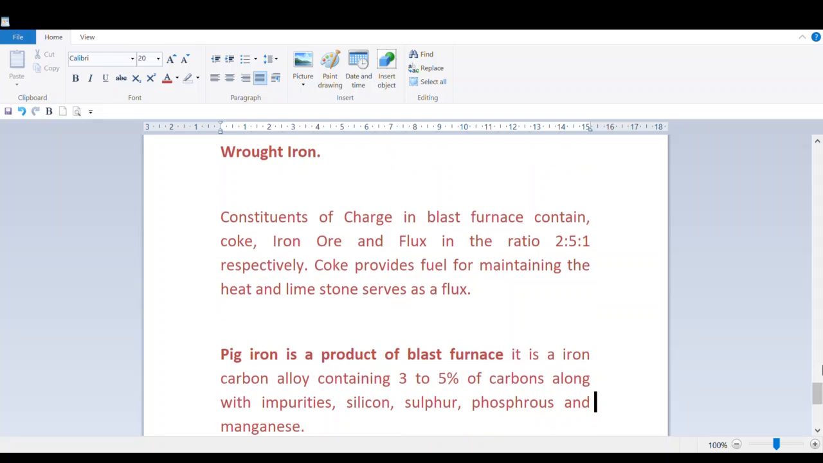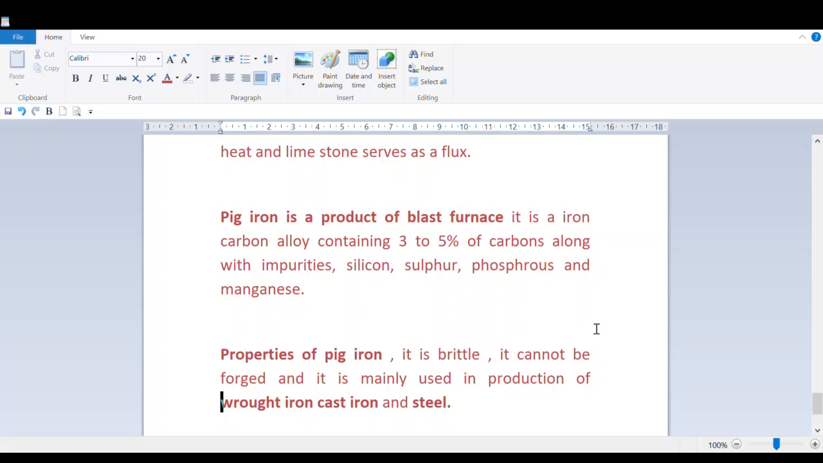What are the constituents of the charge in a blast furnace? What are the things you feed into a blast furnace? In a blast furnace you feed coke, iron ore and flux, in a 2:5:1 ratio. That means 2 kg of coke, 5 kg of iron ore and 1 kg of flux. If that is the ratio, it will go in as 2000 kg of coke, 5000 kg of iron ore and 1000 kg of flux. Maybe this is the ratio.